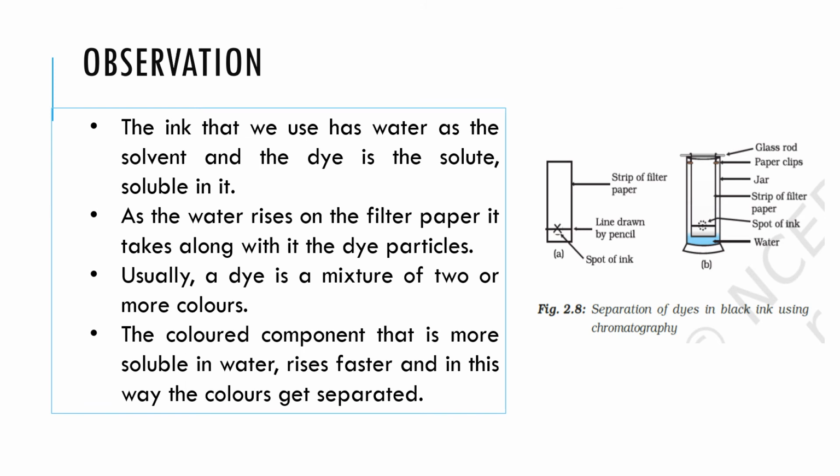What do you observe on the filter paper as the water rises on it? Do you obtain different colors on the filter paper strip? The answer is: in the ink that we use, water is the solvent and dye is a solute soluble in it. As the water rises on the filter paper, it takes along with it the dye particles. Usually, dye is a mixture of two or more colors. The colored component that is more soluble in water rises faster, and in this way the colors get separated.